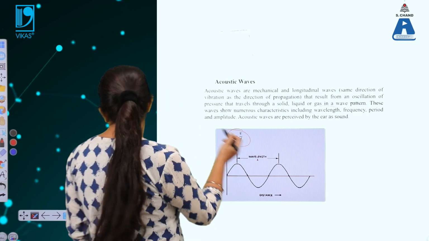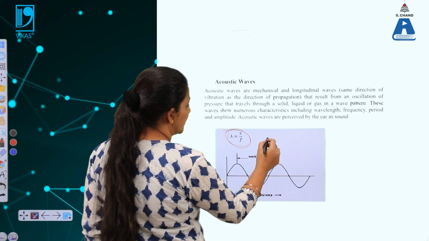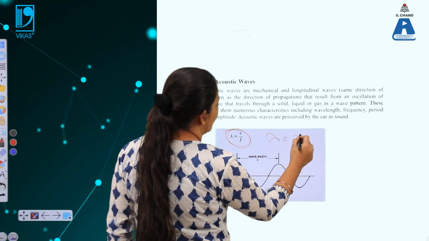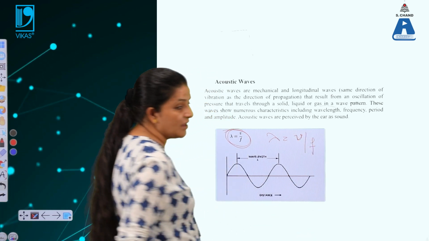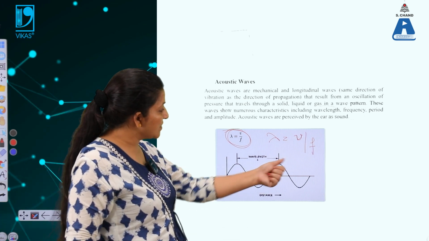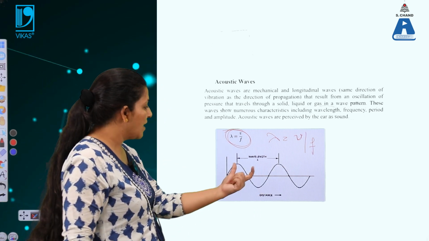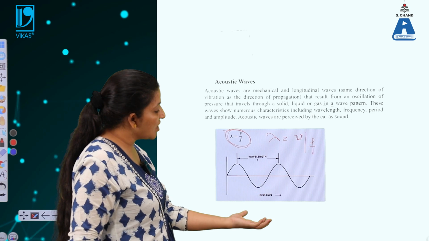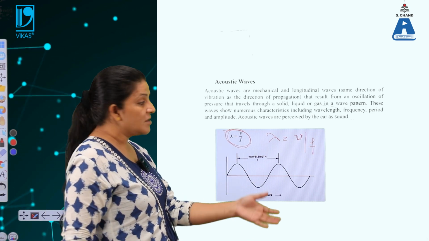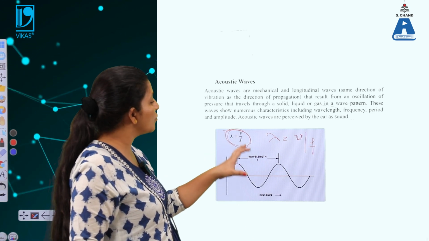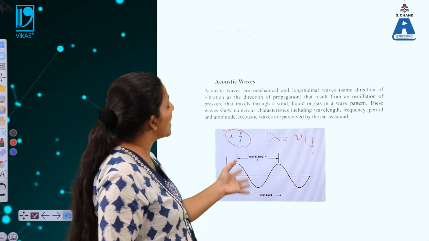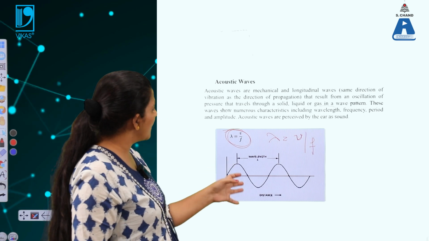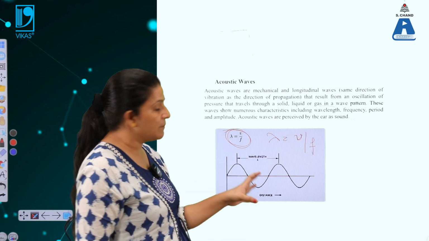Now the wavelength which is associated with a particle is given by lambda = v/f. What is v? That is the velocity of the wave. What is f? That is the frequency of the wave. And this is the wavelength. So the same as light waves, these sound waves or acoustic waves have the same characteristics. They have a wavelength, frequency, time period and amplitude also.